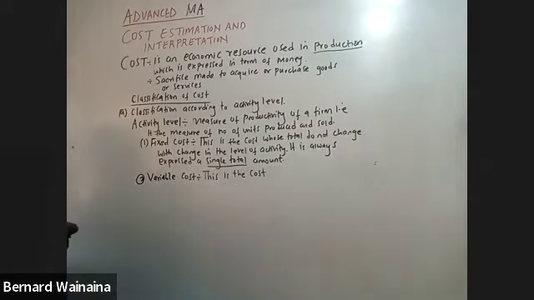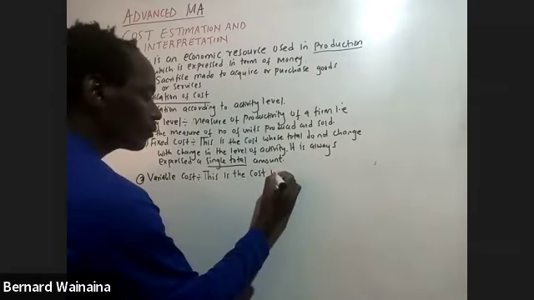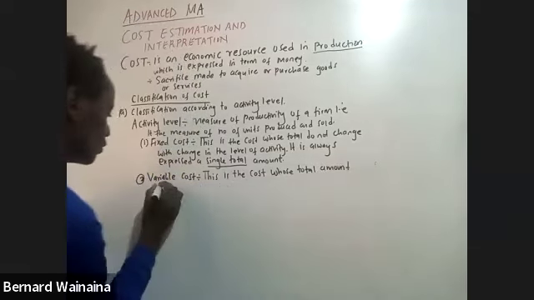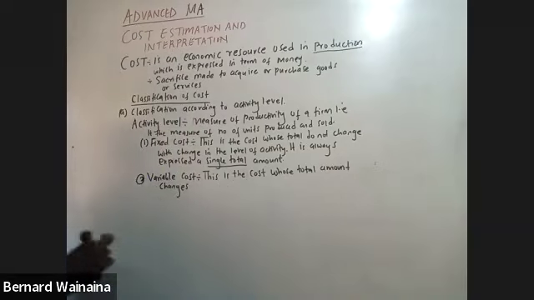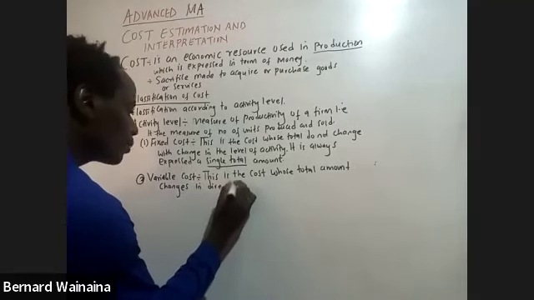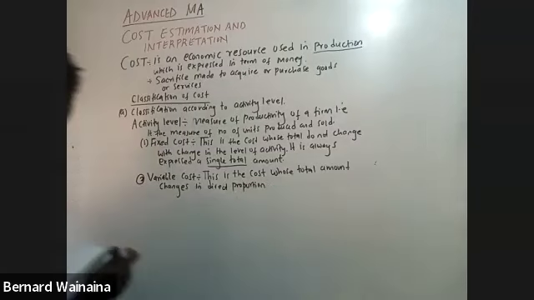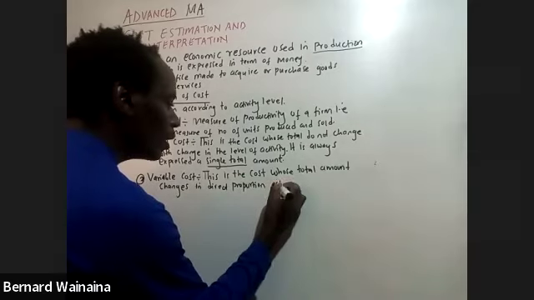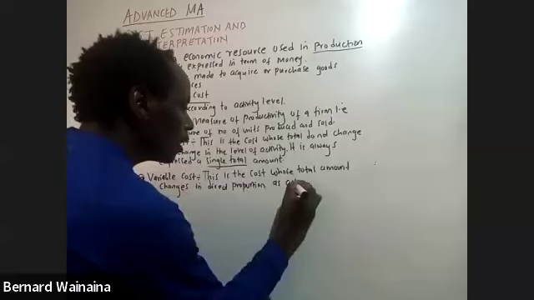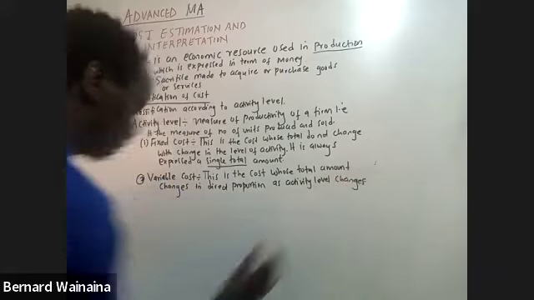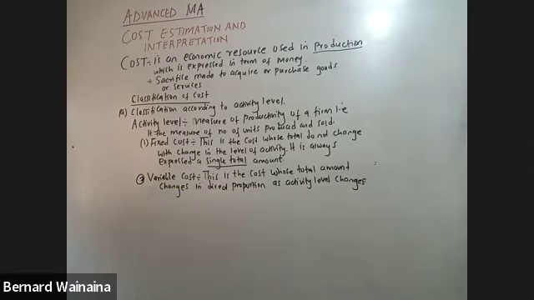This is the cost whose total amount changes in direct proportion as activity level changes. Now, it is usually expressed in what form?